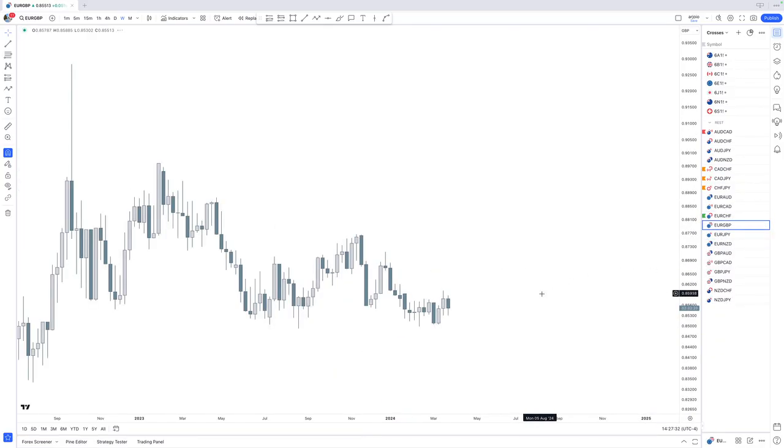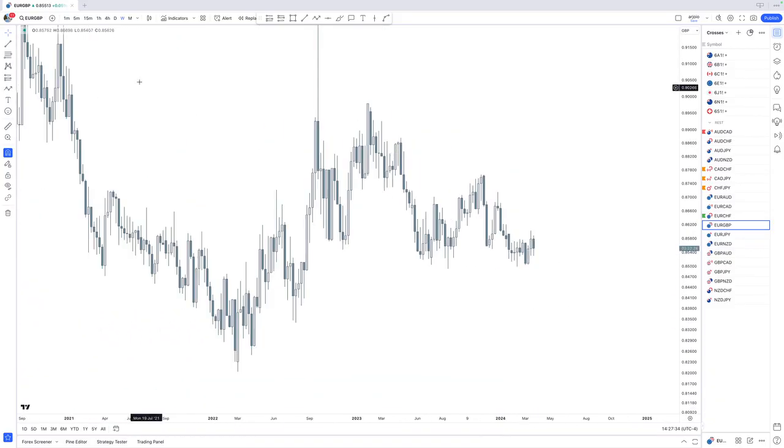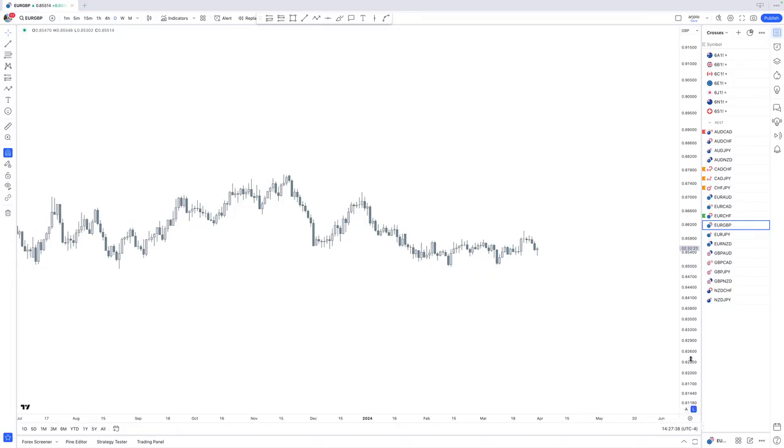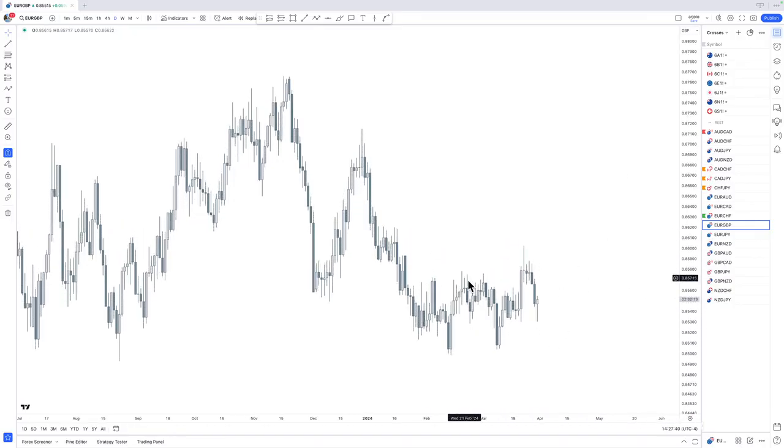I do like that. Euro GBP, really quick right here. What are we doing? Because on the dollar, on the daily right here, we've been consolidating for a long period of time. So I do not like that. Do not want to do anything right there.